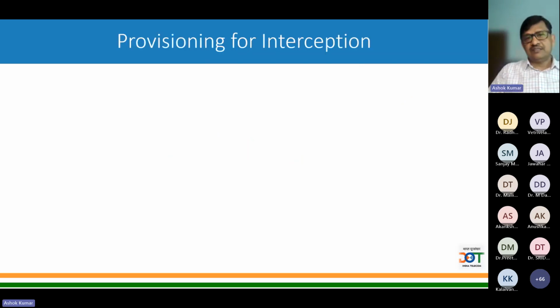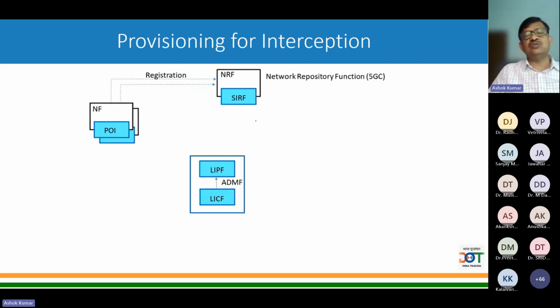Okay. This is a very interesting and important slide, showing how provisioning is done onto the network. So we'll see through a small animation. This picture shows the network functions. So here are network functions. They can be AMF, SMF, etc. Then you have an admin function, which has information to provision and connect to the LEA. And then an NRF equivalent, SIRF. So how is provisioning done? First thing which happens is that the LEA provides an approval letter or warrant, and it goes to the admin function, particularly LICF or the control function.